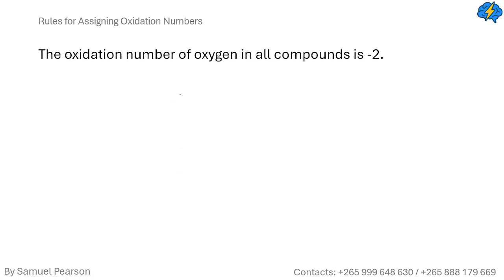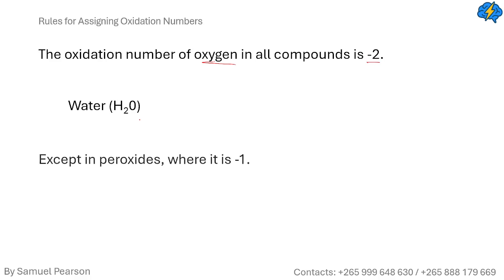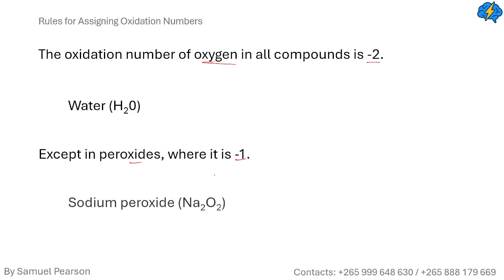Another rule is that the oxidation number of oxygen in all compounds is -2. So for instance, in water, oxygen has an oxidation number of -2. But in peroxides, oxygen has an oxidation number of -1. For instance, we have sodium peroxide. In sodium peroxide, oxygen has an oxidation number of -1.